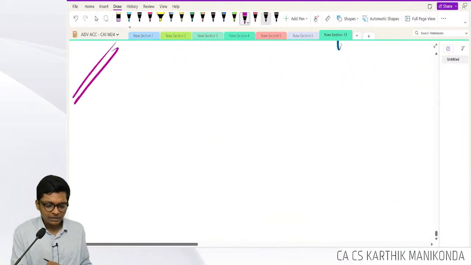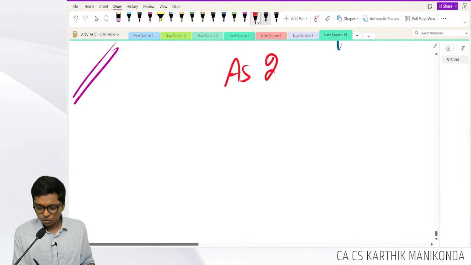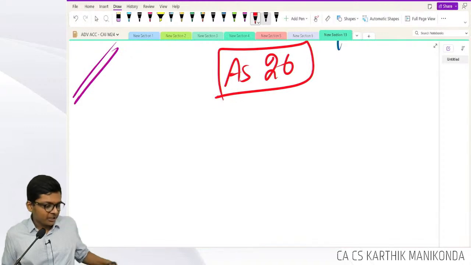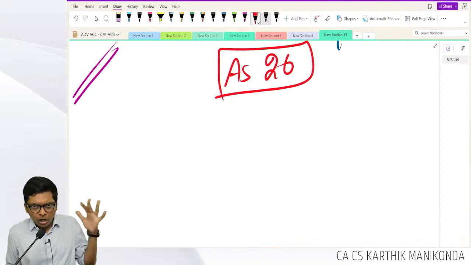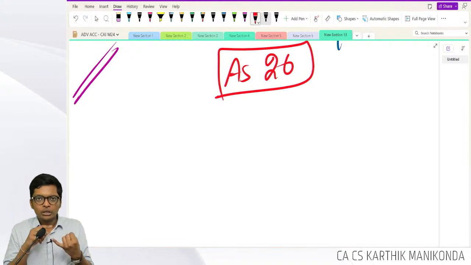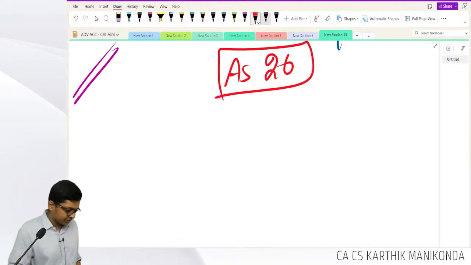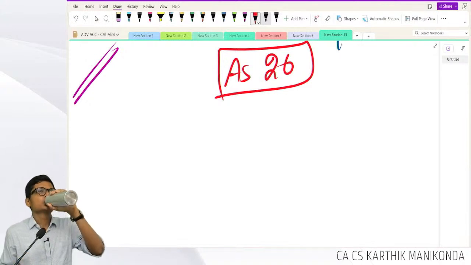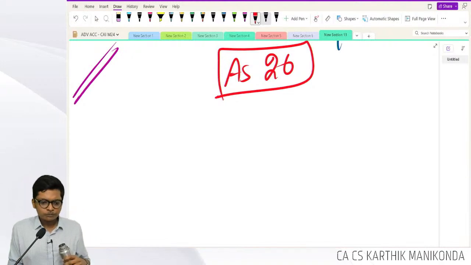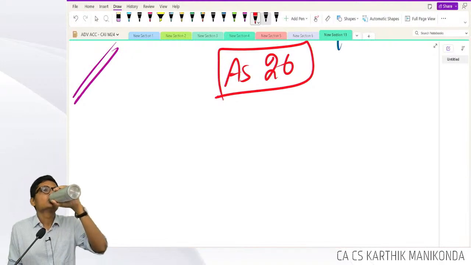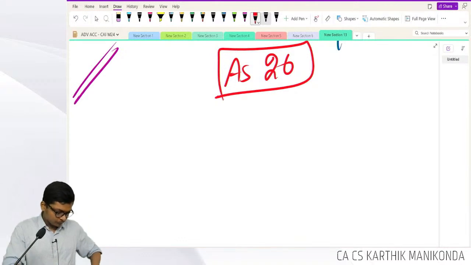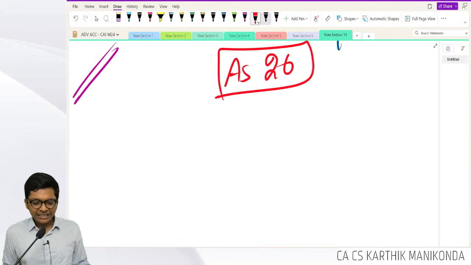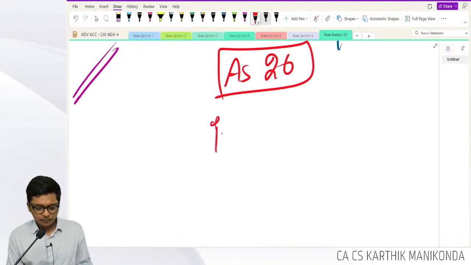Okay. Next, AS 26, guys. AS 26. Then we'll do AS 24. Then we'll go to RTPs. Along with the RTP, I will teach you the key points of AS 19, 20, 22. Key points, okay. Fine. In AS 26, it's a simple standard.